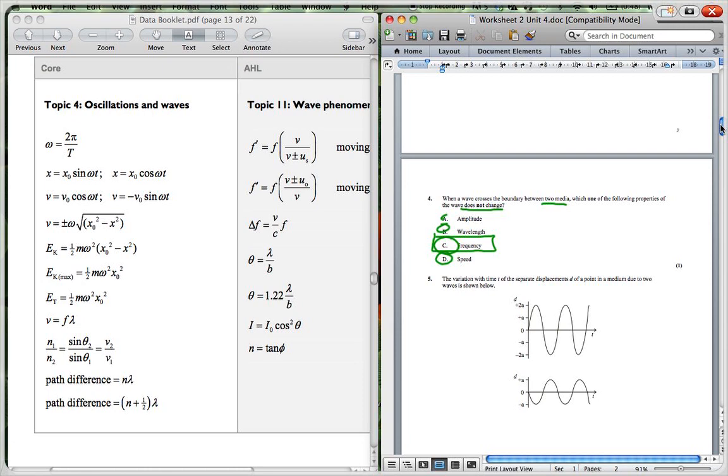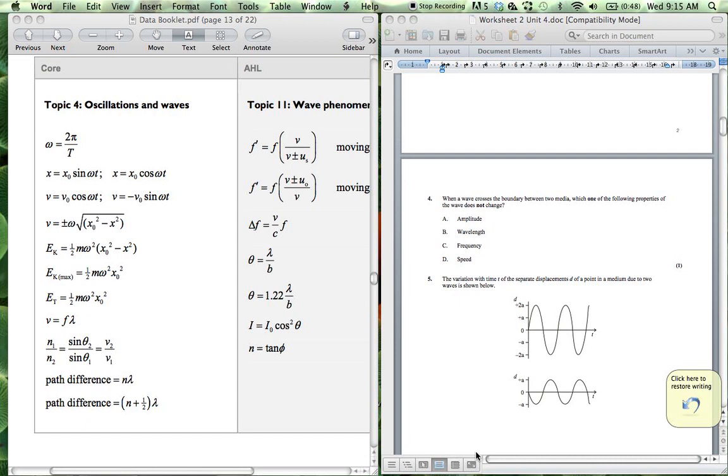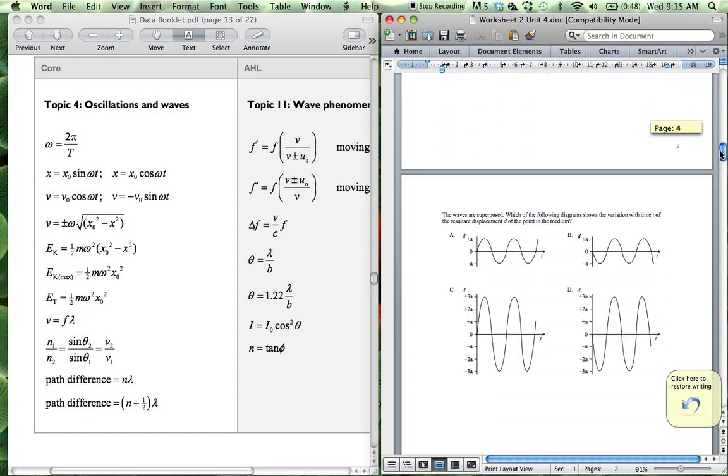Good. Looking at question 5, the variation with time of the displacement d of a point in a medium due to two waves is shown below. So we've got two waves, and each one is causing that situation there. Now we're going to need to just remember this because I've got to go down. I think the question continues over here.